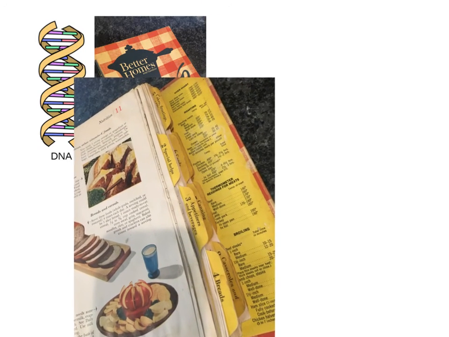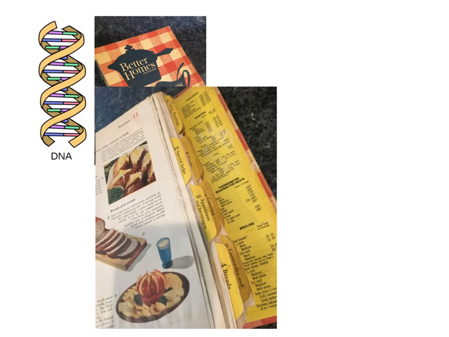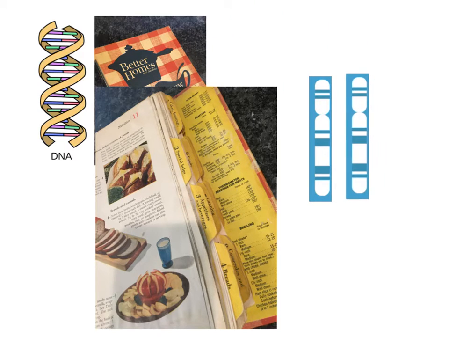So if we zoom in, we can see there's a chapter on appetizers, there's a chapter on breads, there's a chapter on cookies, there's a chapter on candy. These would be similar to a chromosome. So each chapter is a chromosome or a grouping of recipes. And because we are diploid, we actually have 2 copies of every chapter, one from our mother and one from our father.